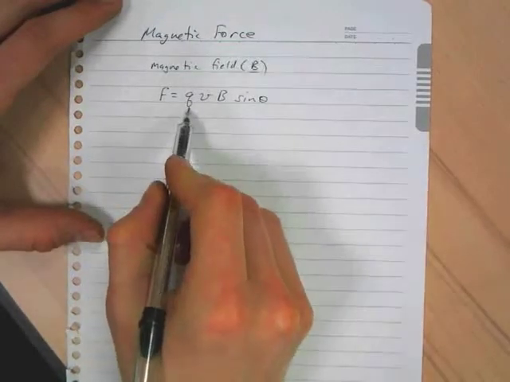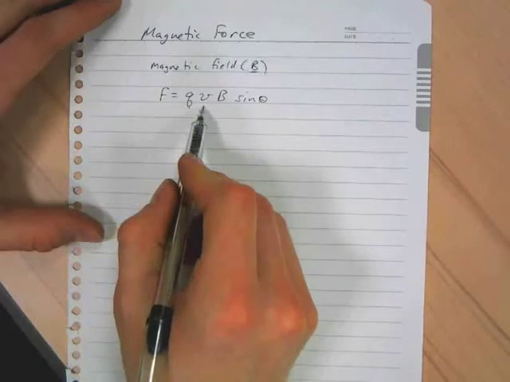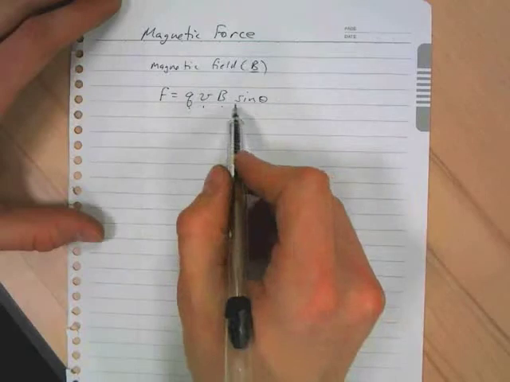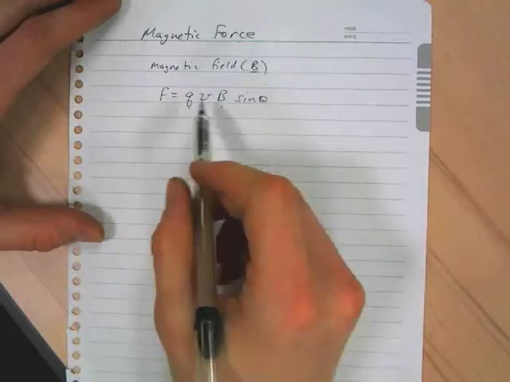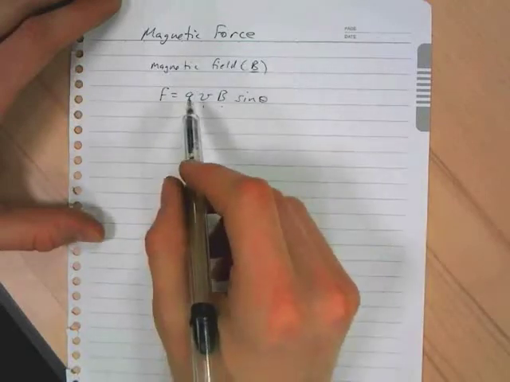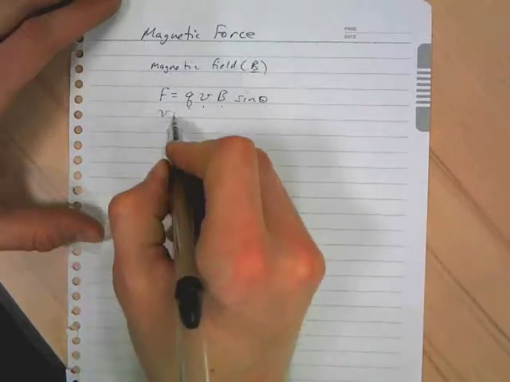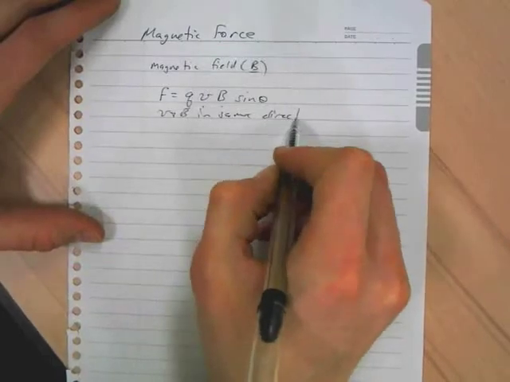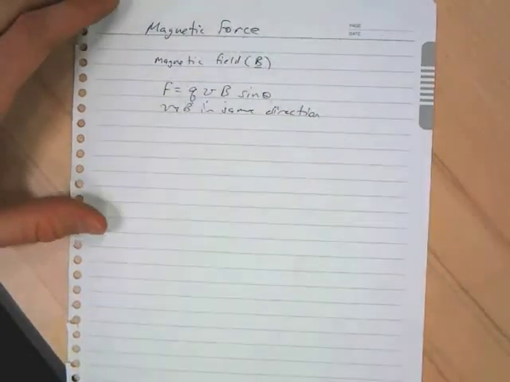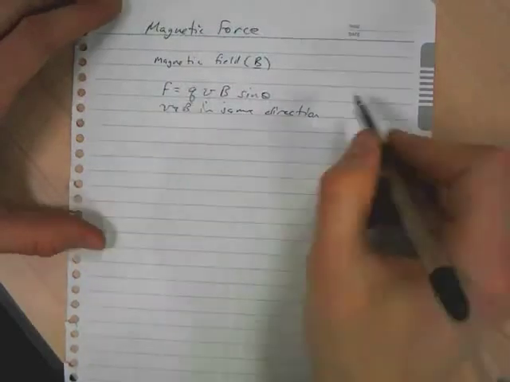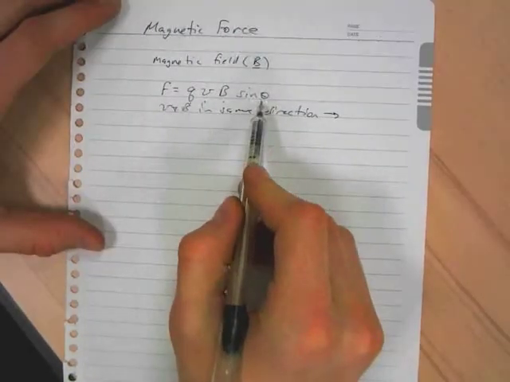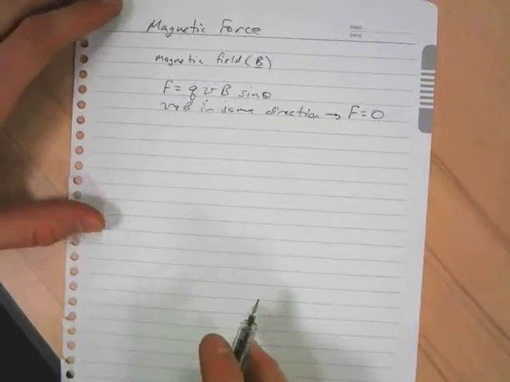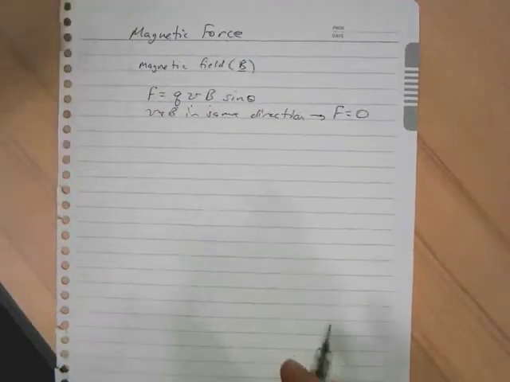Q is the charge, v is the speed of that charge, B is the magnitude of the magnetic field, and theta is the angle between the velocity and the magnetic field. So if v and B are in the same direction, or if they're parallel or anti-parallel, pointing in opposite directions, then we've got a sine of 0 or a sine of 180. So there is 0 magnetic force on a charged particle that is moving in the direction of the magnetic field.